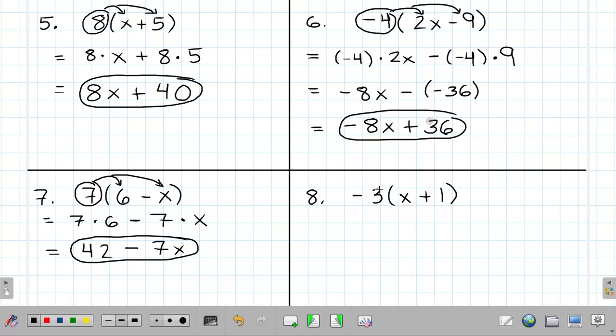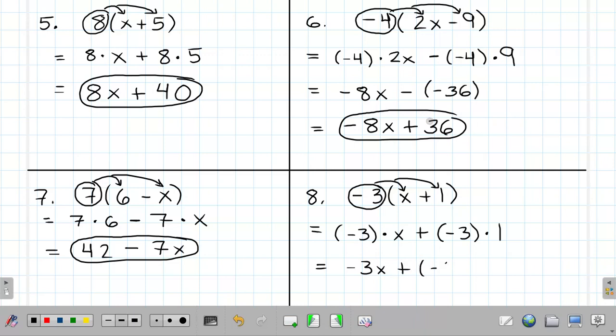And then the last one here, distributing a negative 3, so negative 3 times x, negative 3 times 1. So we get negative 3 times x plus negative 3 times 1. So our answer here should be negative 3x plus negative 3. But once again, we have that little issue where we're adding a negative. So technically, to simplify it, we would write negative 3x minus 3.